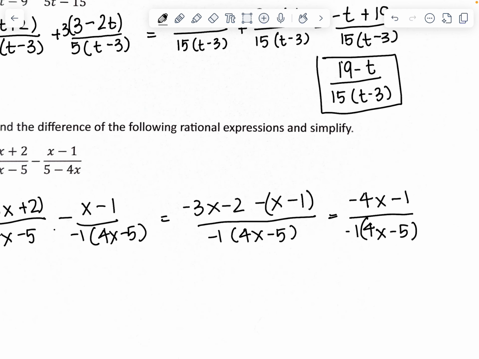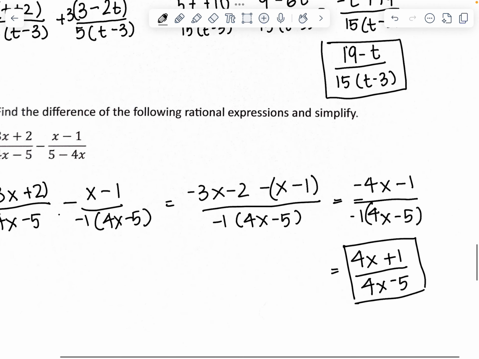Then what I'm going to do is divide this top by negative 1. So I get 4x plus 1 over 4x minus 5, to simplify that one.